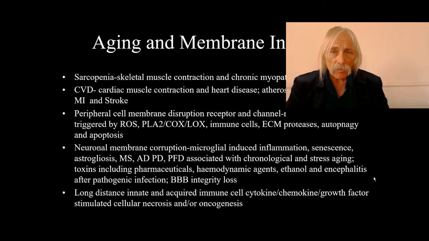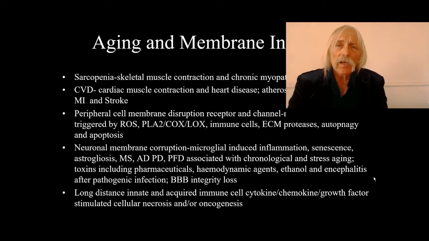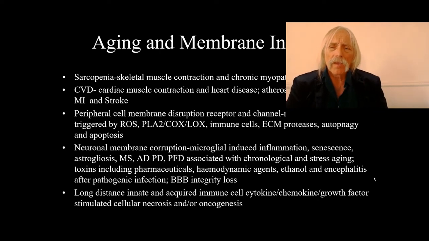So multiple sclerosis has to do with the removal of the myelin sheath, corrupting nerve transmission. There's a plethora of information that comes out of Alzheimer's disease, Parkinson's disease, and prefrontal dementia. We talked about some of those cellular pathologies. Many of those are associated with membrane leakage or membrane corruption of some kind or another. So these are linked as chronological and stress aging phenomena.